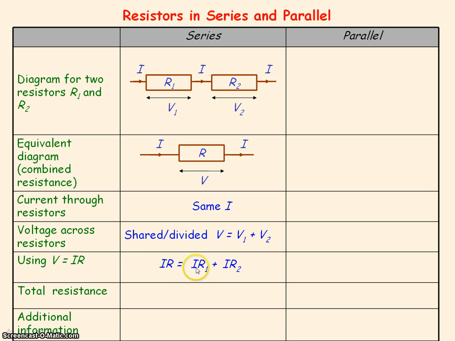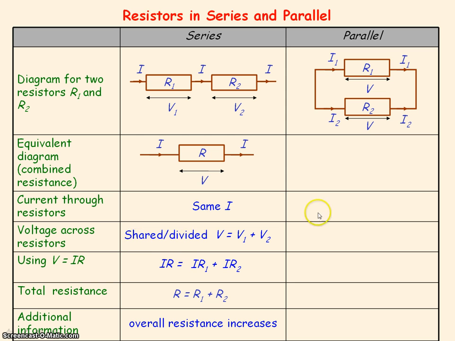We can see that current is common throughout, so they can cancel. So we can see our total resistance in that circuit is equal to R1 plus R2. So that means we add resistances in series. And the effect of that is that the overall resistance in the circuit increases.